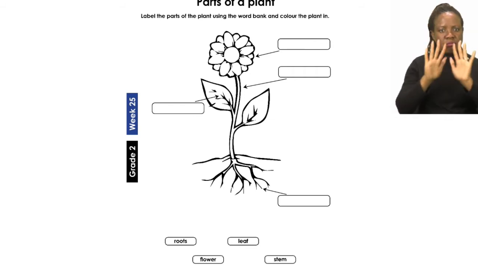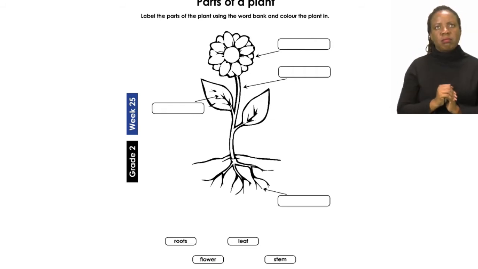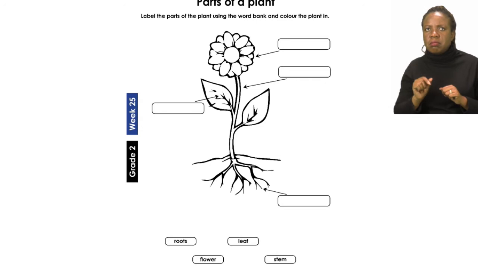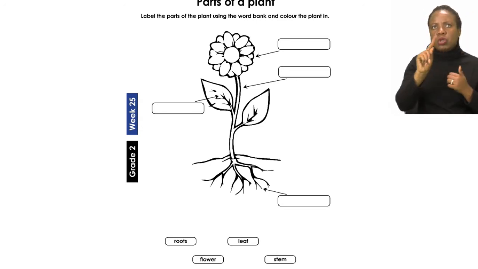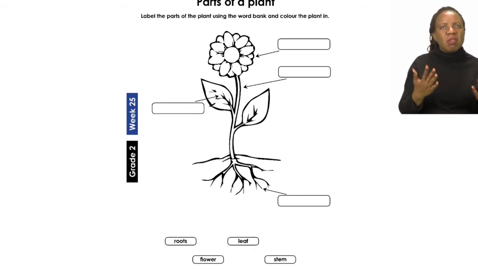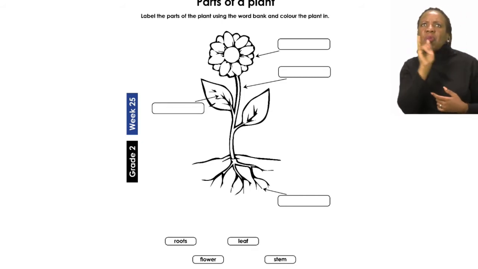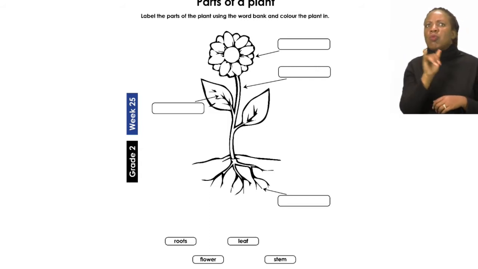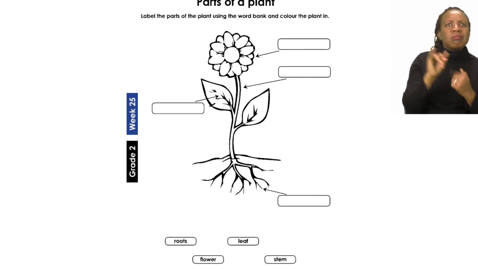Now, way at the bottom of the page, you will see there are a few words. What are these words? It's roots, leaf, flower, and stem. So you have to look at which part of the plant is the flower, which part is the stem, which part is a leaf, and which part is a root.